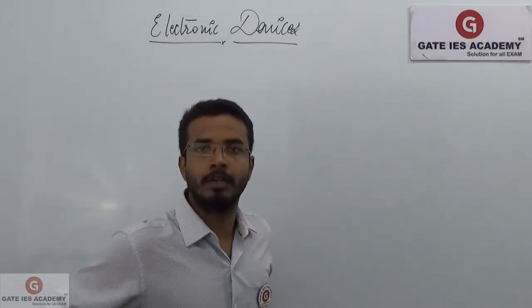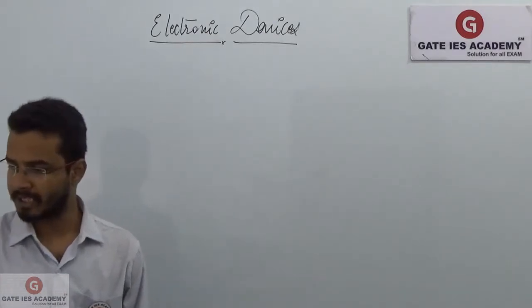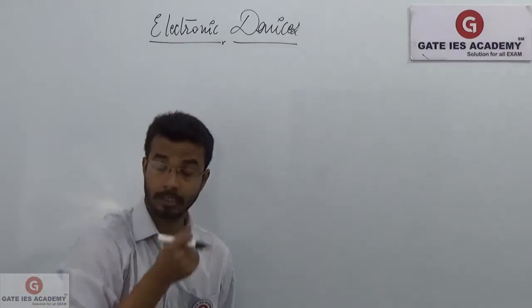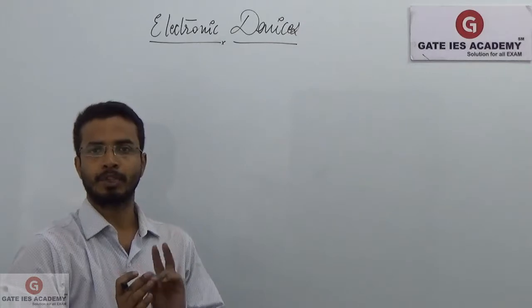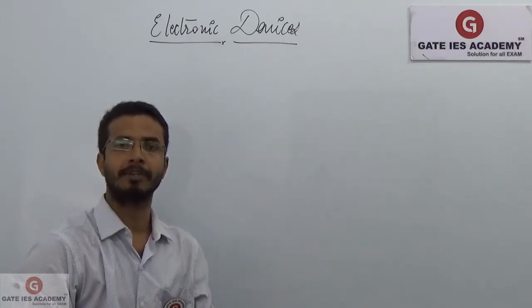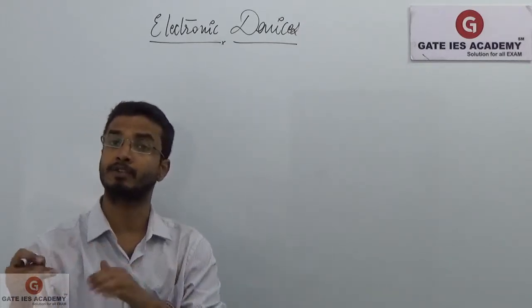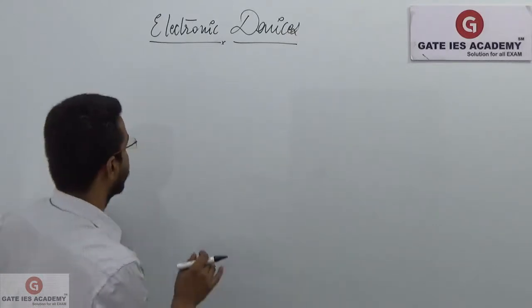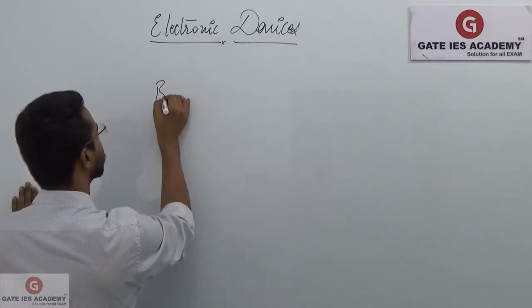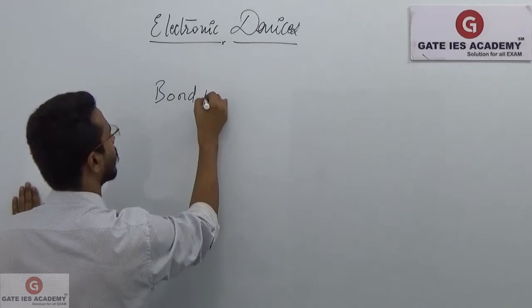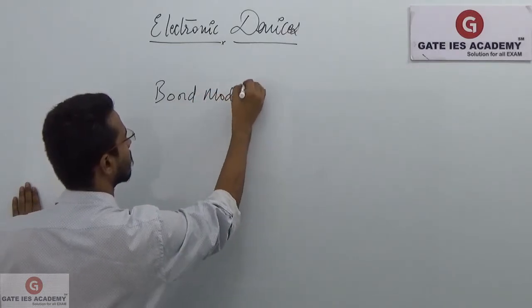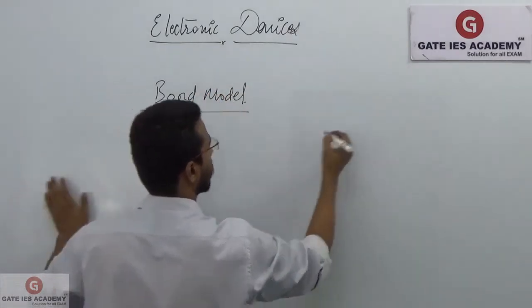So now, the next thing is, firstly, I just want to tell you the two types of models by which we will discuss the entire electronic devices. The first one is the bond model, and the second one is the band model.